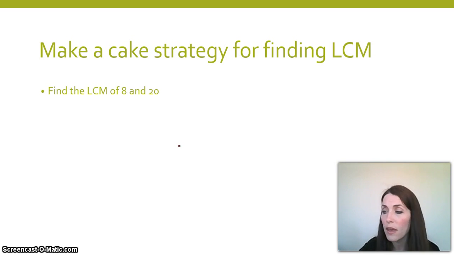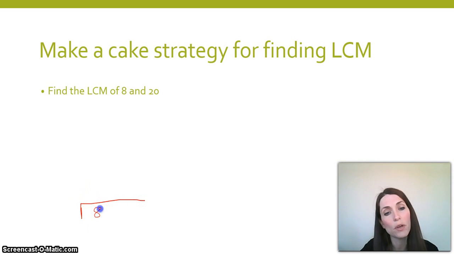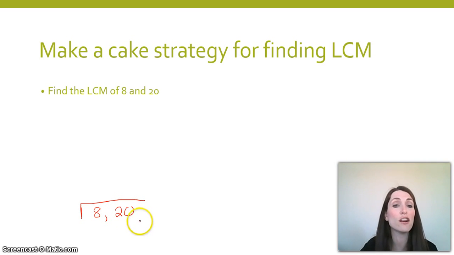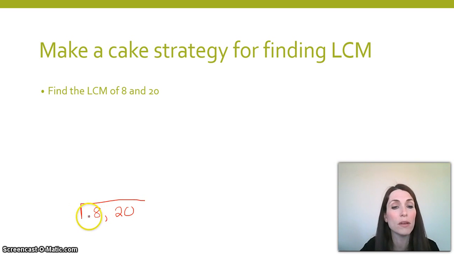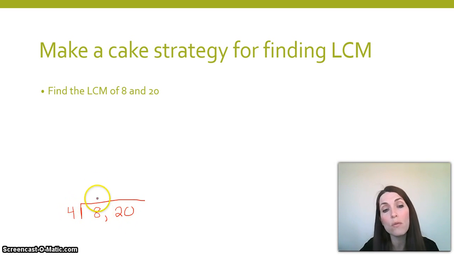So with the make a cake strategy, we're making a layer cake. And so we're looking for the least common multiple of both 8 and 20. So I'm going to draw a division box, and inside there I'm going to put 8, then a comma, and 20. Okay, this is our first layer of our cake. The way we're going to find LCM is we're going to find a common number that will go into both 8 and 20, which is really a common factor. So I know that 4 will go into both 8 and 20. 4 will go into 8 2 times. 4 will go into 20 5 times. And I've just made the second layer of my cake.